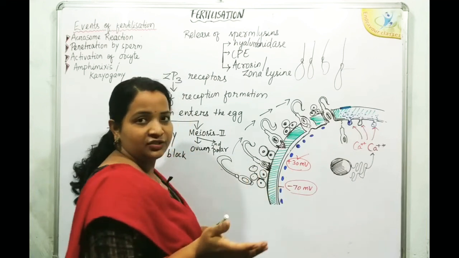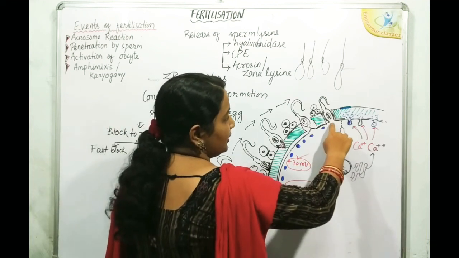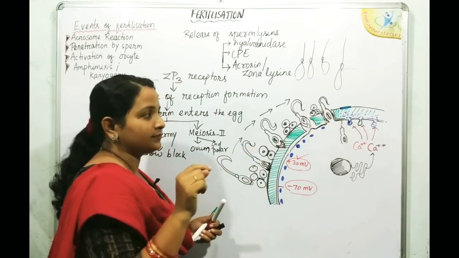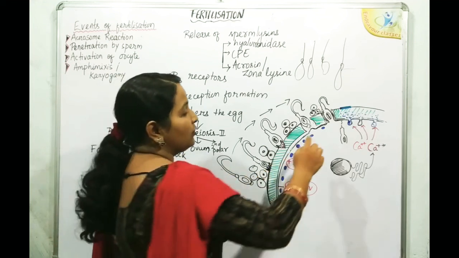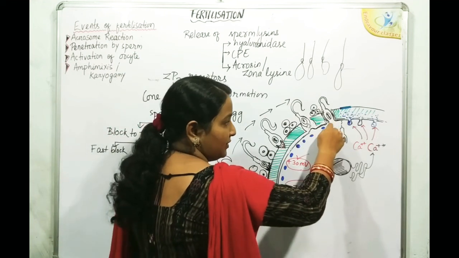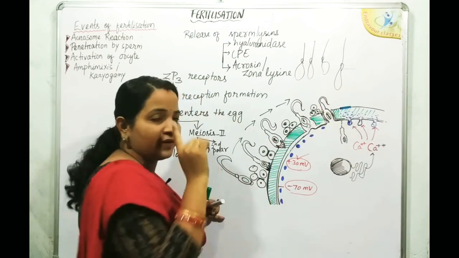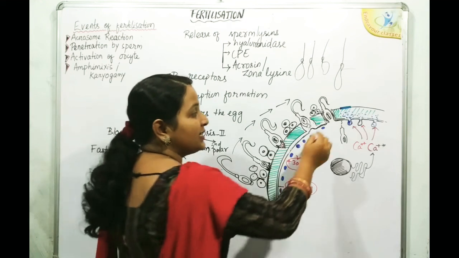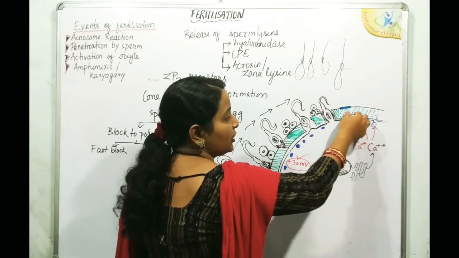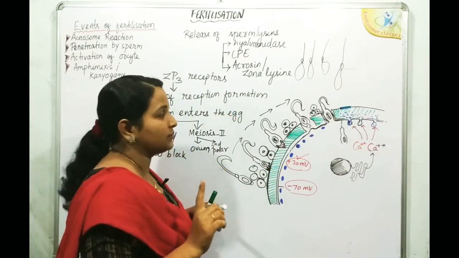So what is the fertilization membrane? It is the rigid area present over the vitelline membrane which is formed just after the entrance of the first sperm, and it is the part repaired by the contents of the cortical granules.